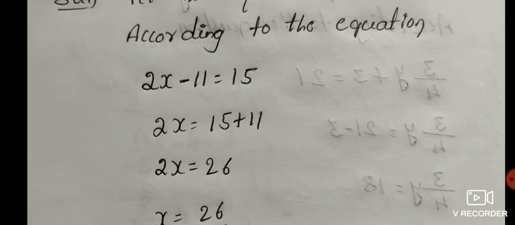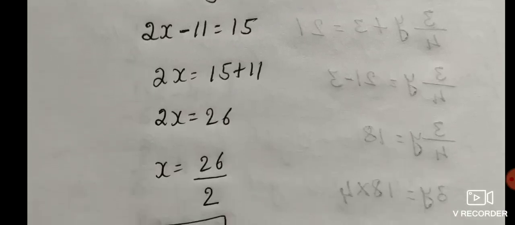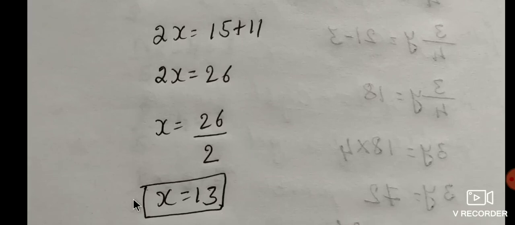Like this we should solve the given equation. We should take a variable, according to your choice. The next step is, according to the question, we should construct an equation. Then by the shifting method we should find the value of the unknown variable.